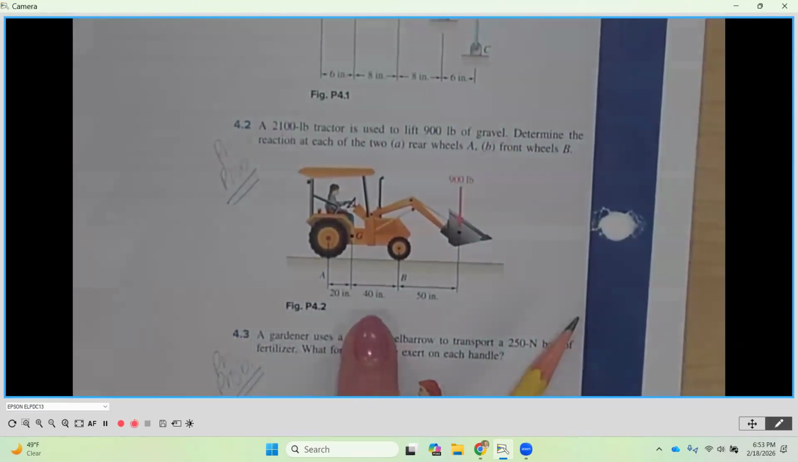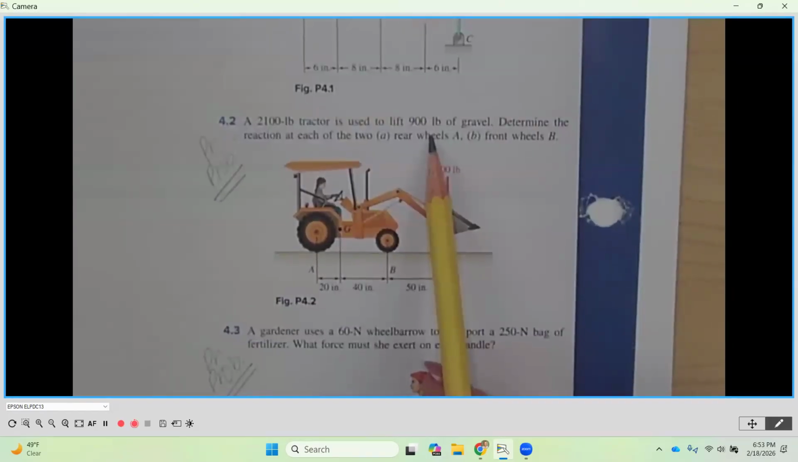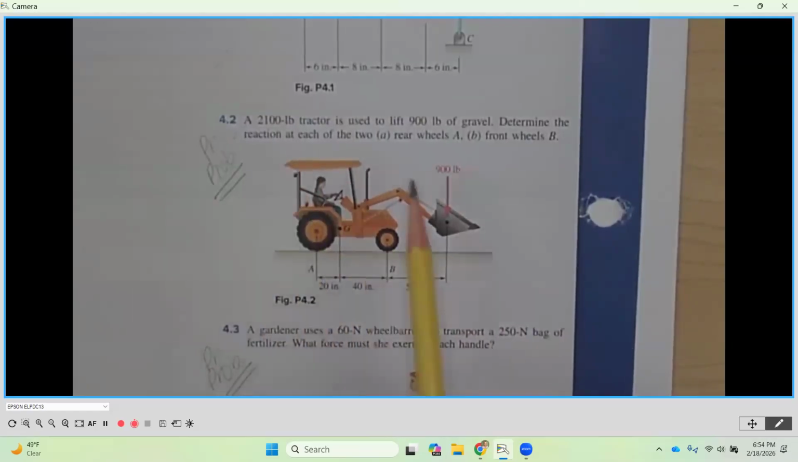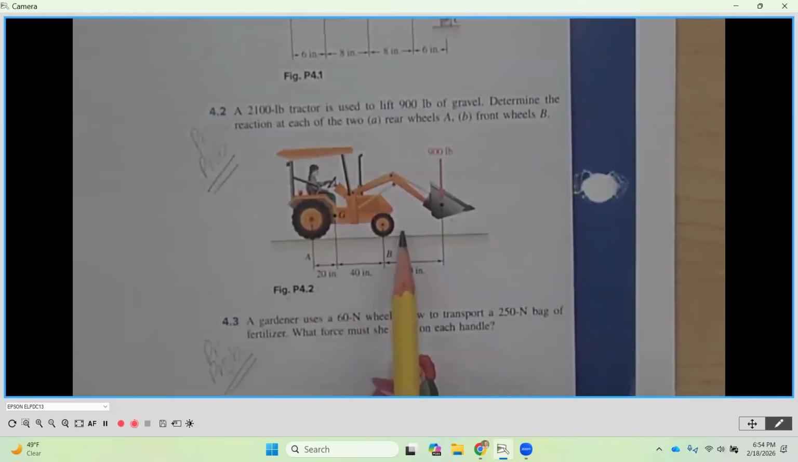So the practice problem I want to look at is problem 4.2, found on page 174. What we have here is a 2,100-pound tractor, so that's telling us what the tractor weighs. It is used to lift a 900-pound load of gravel right here. They want us to determine the reaction at each of the two rear wheels and front wheels, which are identified as points A and B.